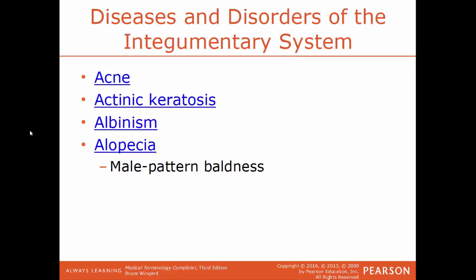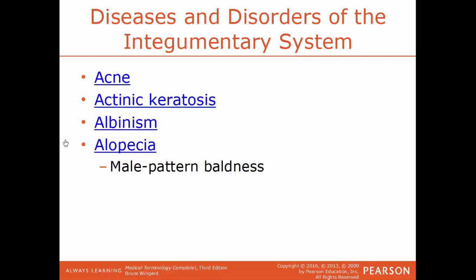Alright, now we'll talk about some diseases and disorders of the integumentary system. The first one, acne, is very common, especially among teenagers, due to infected sebaceous glands on the skin, usually on the face or on the neck, sometimes the upper back.